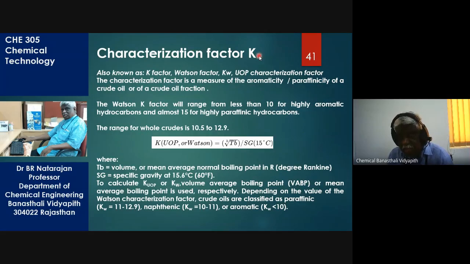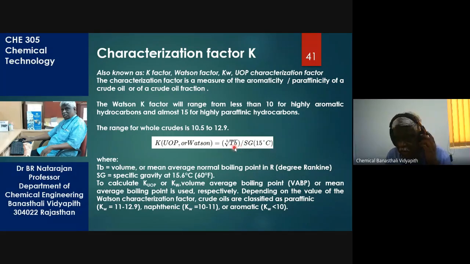Then there is a special factor called characterization factor K. K factor, or it is known as Watson factor, or KW, this is not kilowatt. This is K factor Watson, KW. UOP, the company, UOP characterization factor, all mean the same. It measures aromaticity, paraffinicity of a crude oil, and it is given by this equation. K value is square root of TB by specific gravity at 15 degrees C.